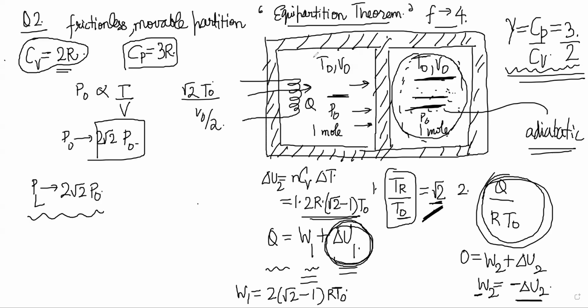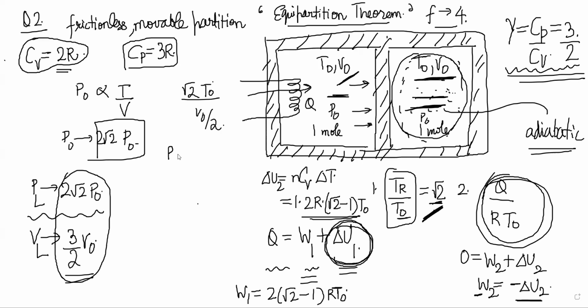Now notice that the volume of this part has become how much of the initial value? Volume of the left side as a multiple of initial volume. Obviously 3 by 2 V naught, no? Because total volume was 2 V naught and now it is only V naught by 2 here. So 3 by 2 V naught is the volume, and this is the final pressure.